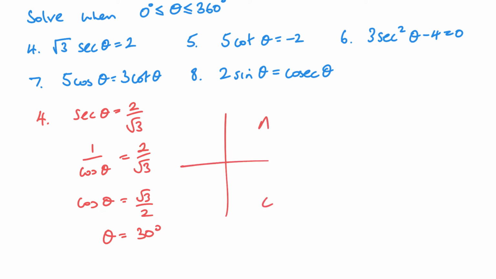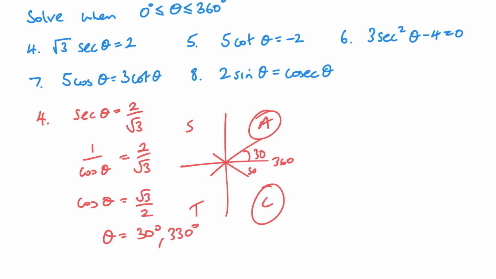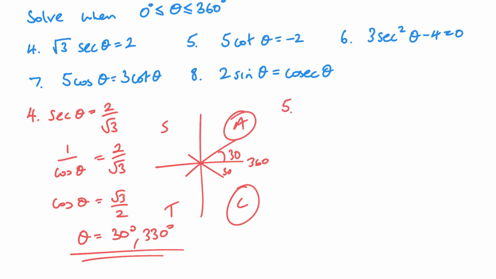Just thinking of the CAST rule here. 30 degrees, positive cos, so we're looking here. So it's going to be 360 minus 30, so 330 is my second angle there. And number 5, let's jump in. So it's a cot theta minus 2 over 5. So it's 1 over tan theta minus 2 over 5.